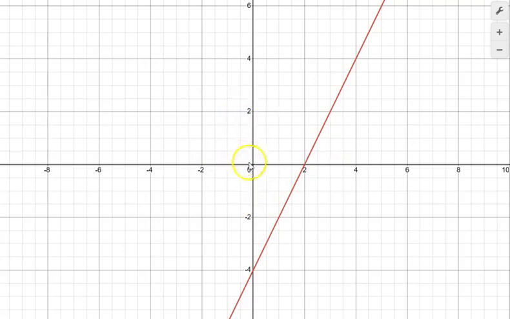This point right in the middle, where the two axes meet, is called the origin. And then these two axes divide the coordinate plane into four sections, and we call those sections quadrants. And we number them starting in the top right. This is quadrant 1, and then we go counterclockwise. This is quadrant 2, this is quadrant 3, and this is quadrant 4.